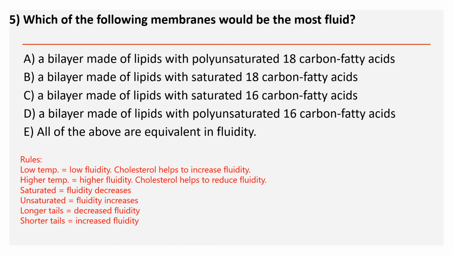I had to pause and I don't remember where I was, so I'll start with unsaturated. If you have an unsaturated fatty acid, that means you have double bonds and your fluidity increases. If you have longer tails, you have less fluidity, and shorter tails increase fluidity. So let's jot down which ones are for increased fluidity, because that is what the most fluid membrane will have.